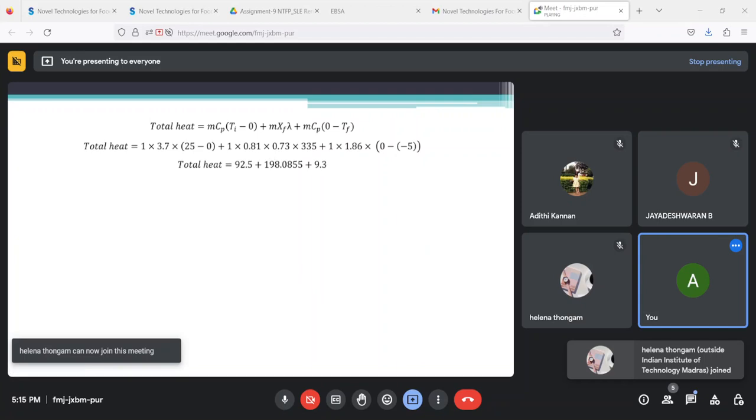Then when you simplify this, for the first process it is 92.5 kilojoules. For the second process it is 198.08 kilojoules. And for the third process it is 9.3 kilojoules. The total amount of heat that needs to be removed to cool down the raspberries is 299.88 kilojoules. Answer is option B. So any doubt in this, the three processes and the formulas? Any part that needs to be repeated again, kindly let me know.